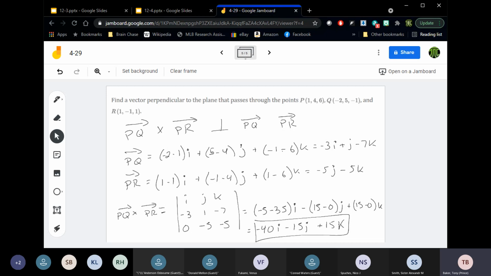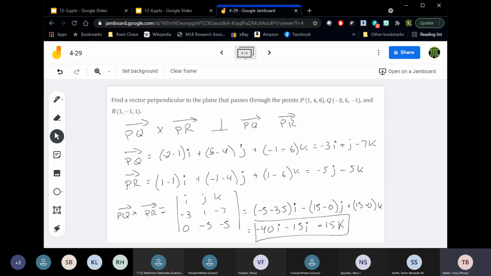Now, any scalar multiple of this vector is also perpendicular. So like 40, 15, and 15, I could actually divide all those by 5. So I could have -8, -3, and 3. That would also be perpendicular to the plane. Or I could multiply them by 10 and have -400, -150, and 150. That would also be perpendicular to the plane.